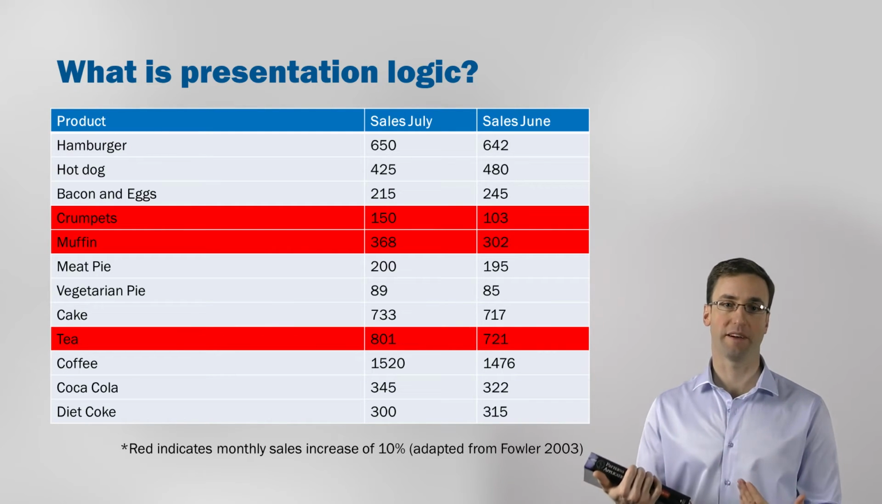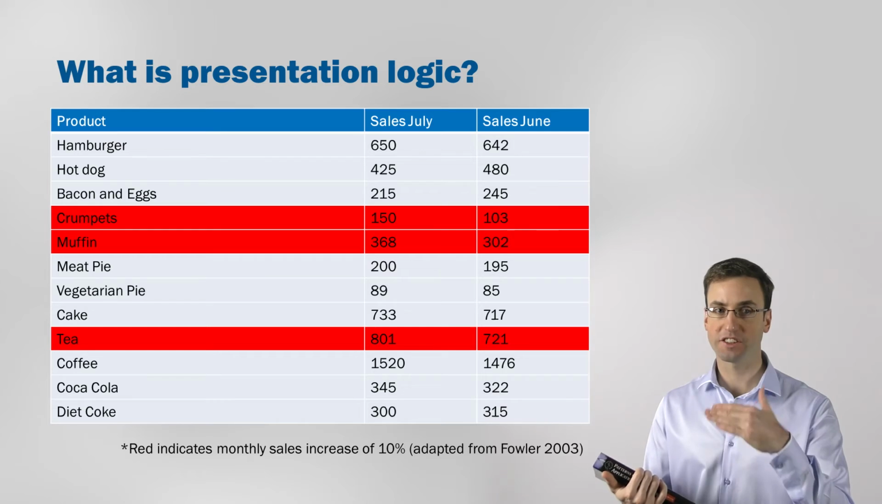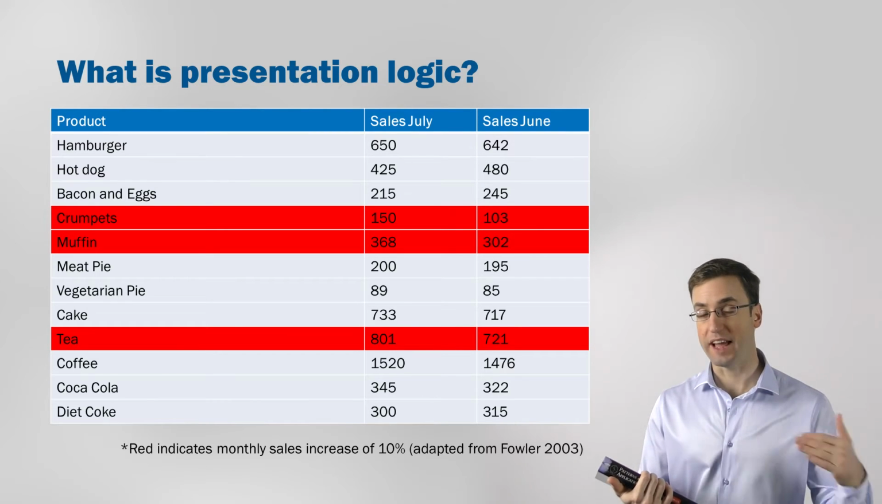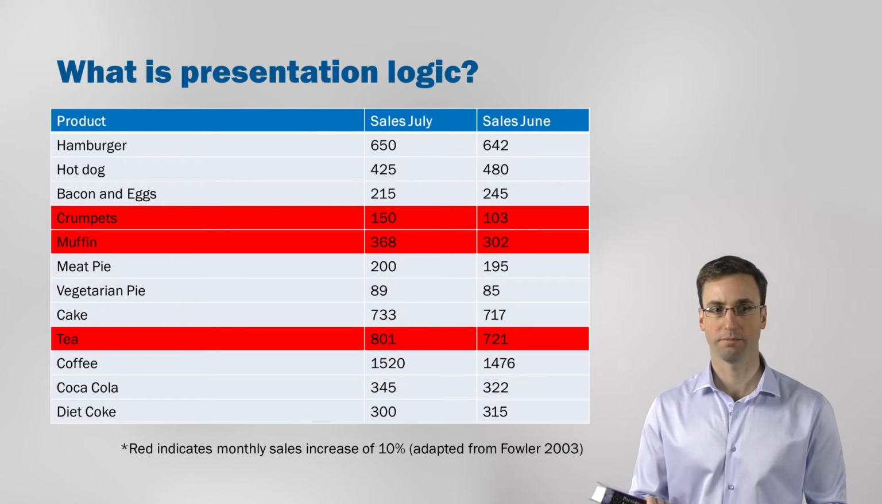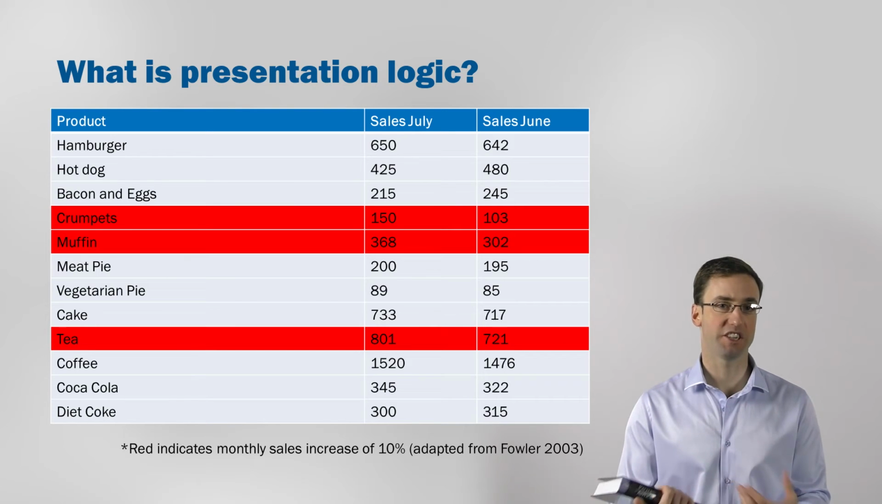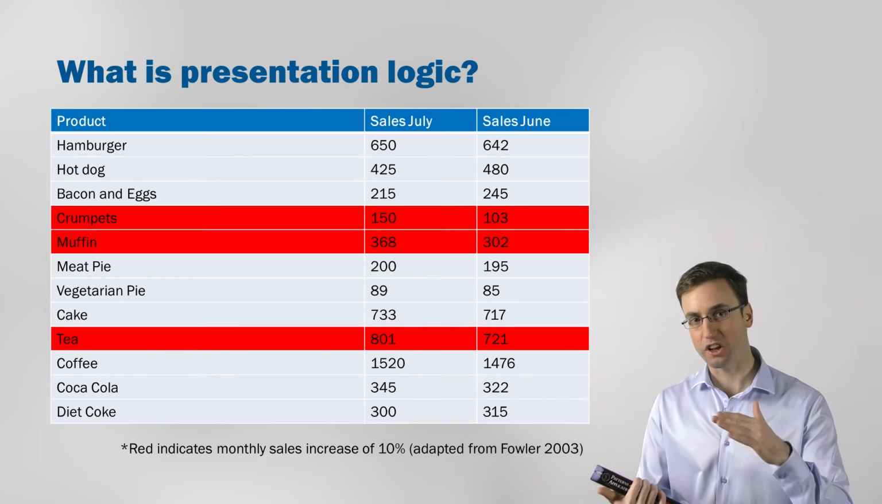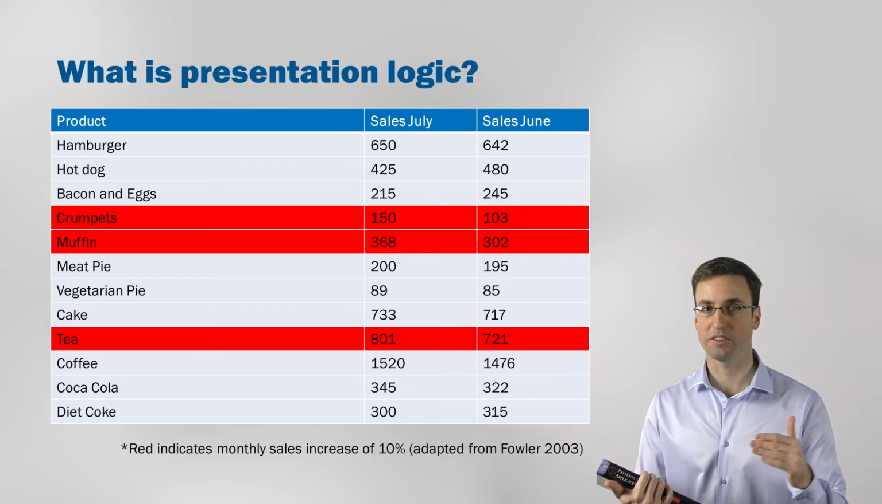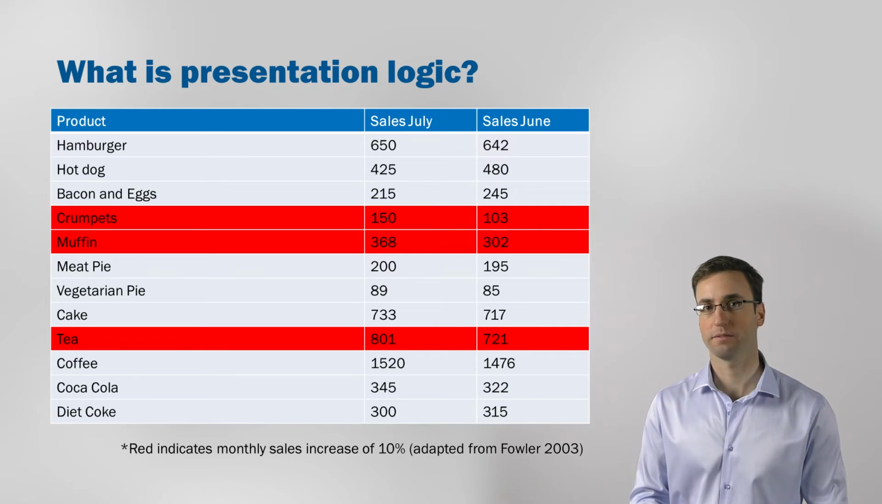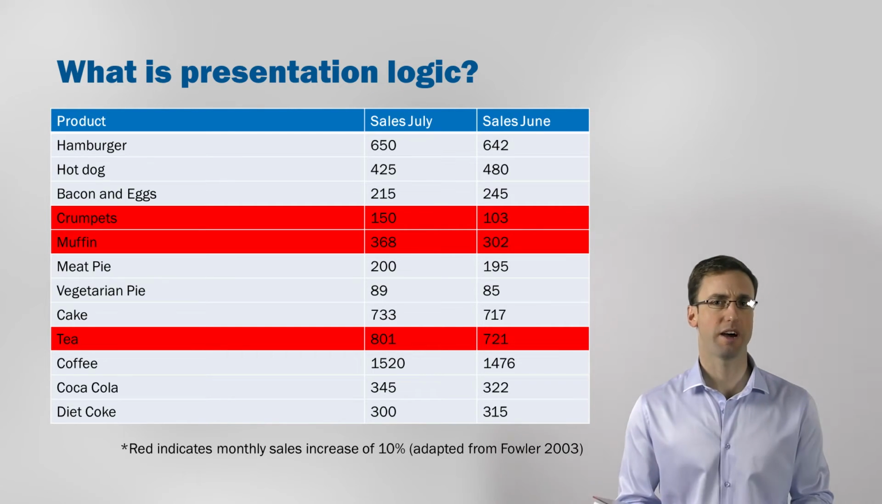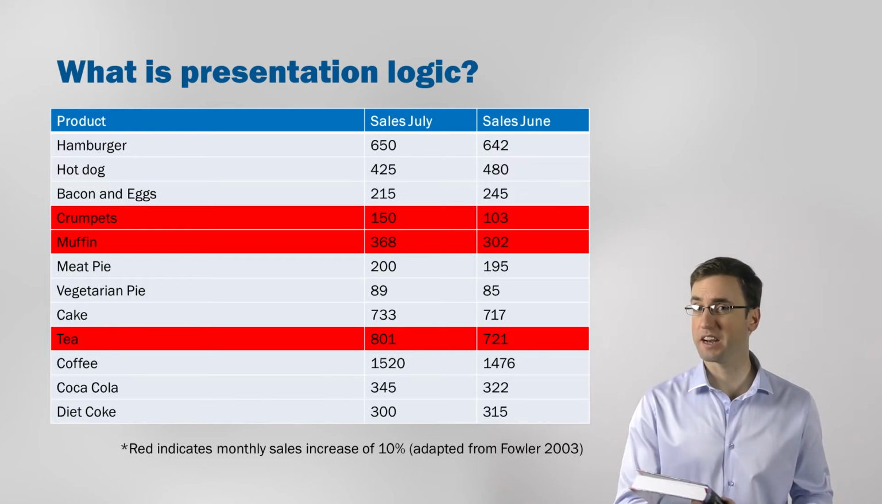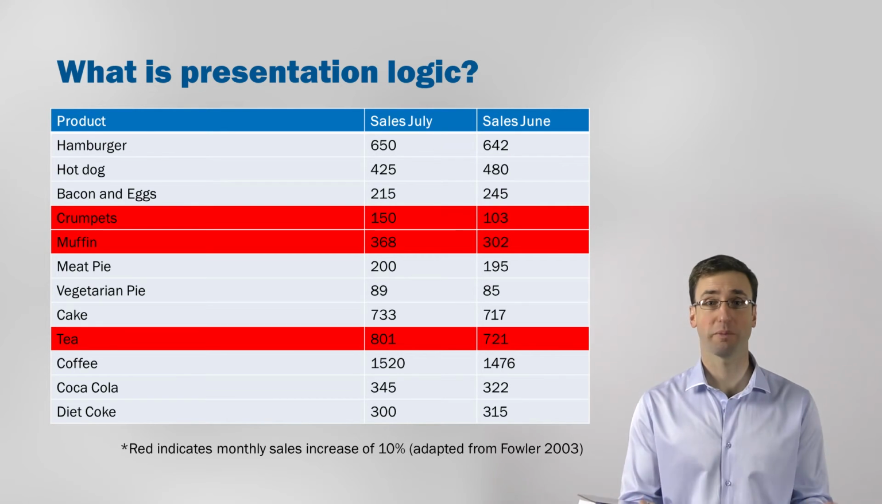Suppose we have a report of monthly sales. And if the sales have increased by 10% or more, then that line should be highlighted in red. Now, it would be tempting to just put it in the user interface. For each line, check if the difference is larger than 10%, and then set the color accordingly. But do you think this is part of the user interface? Or is it part of your business logic? How would you split up the functionality?